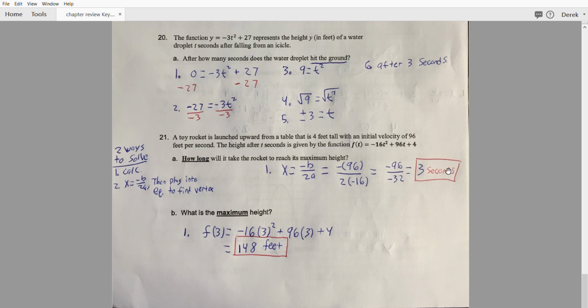Then if you want to find the height, you plug 3 in for t, and that'll give you the height, y. So we'll plug in f of 3. Negative 16, plugging in 3 for t here, 3 squared, plus 96, parentheses, plugging in 3 again for t, plus 4. If you finish that out with your calculator, you're going to get 148 feet. And that is how you do the chapter review.